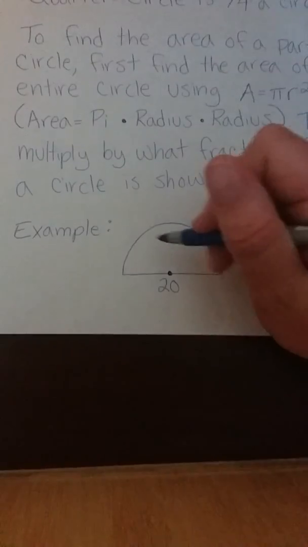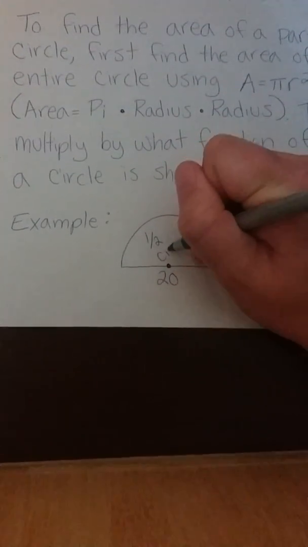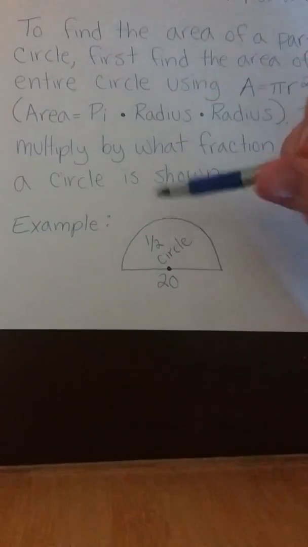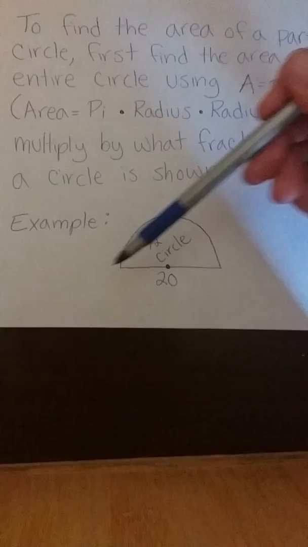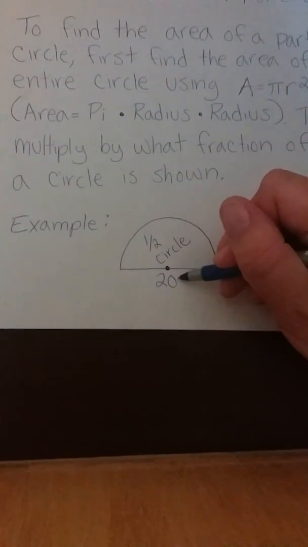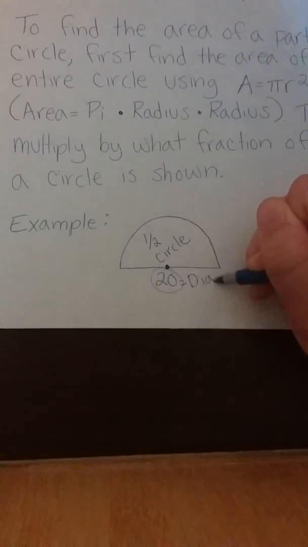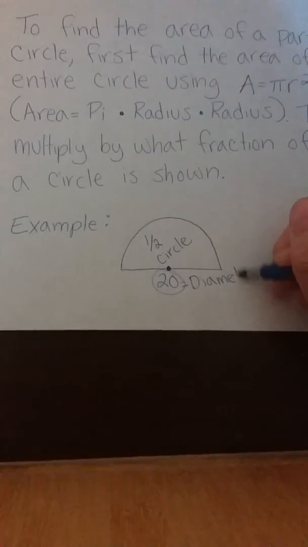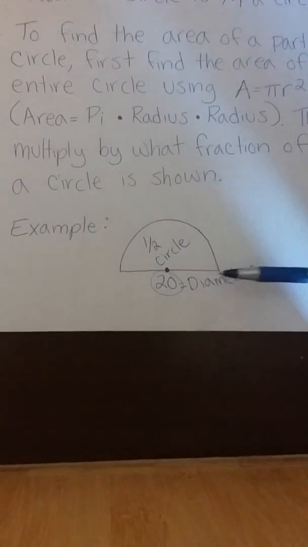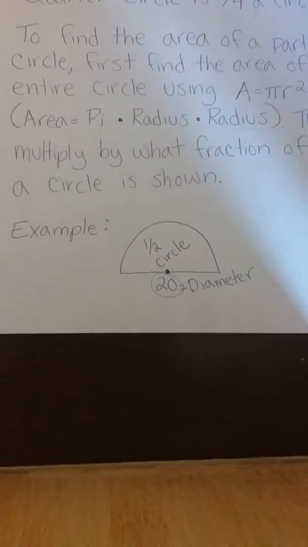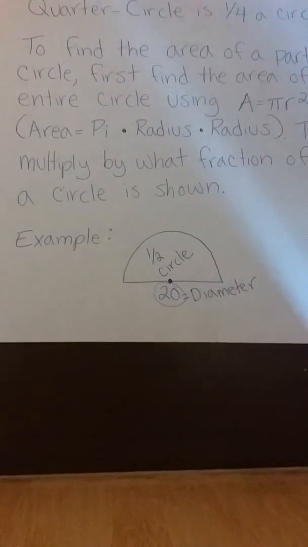Okay, if you look here, this is a half circle. So it is a semicircle. And this 20 shows us how long this line is all the way across. So that means 20 right here is a diameter. So it's a half circle with a diameter of 20. And we're going to try to find the area of this half circle.